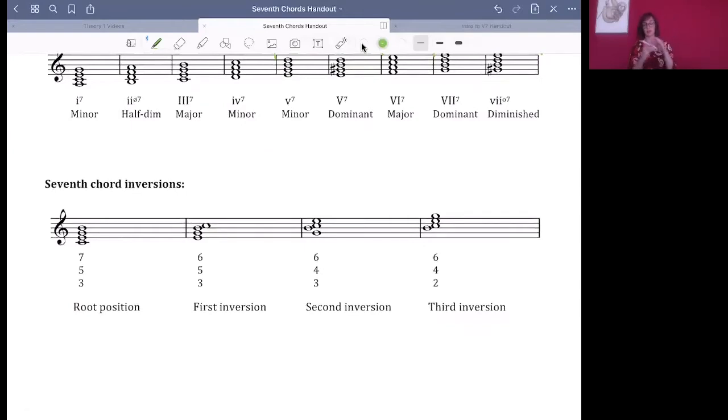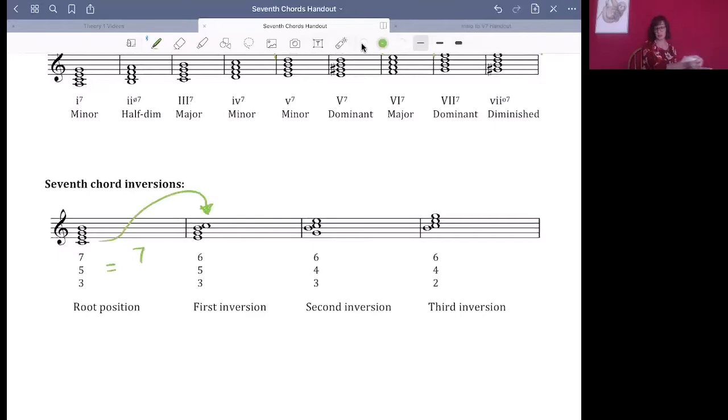And that's where we get the 3 and 5 and 7 in the figures. We do abbreviate this though. More often than not, you are just going to see a 7. No 5, no 3.